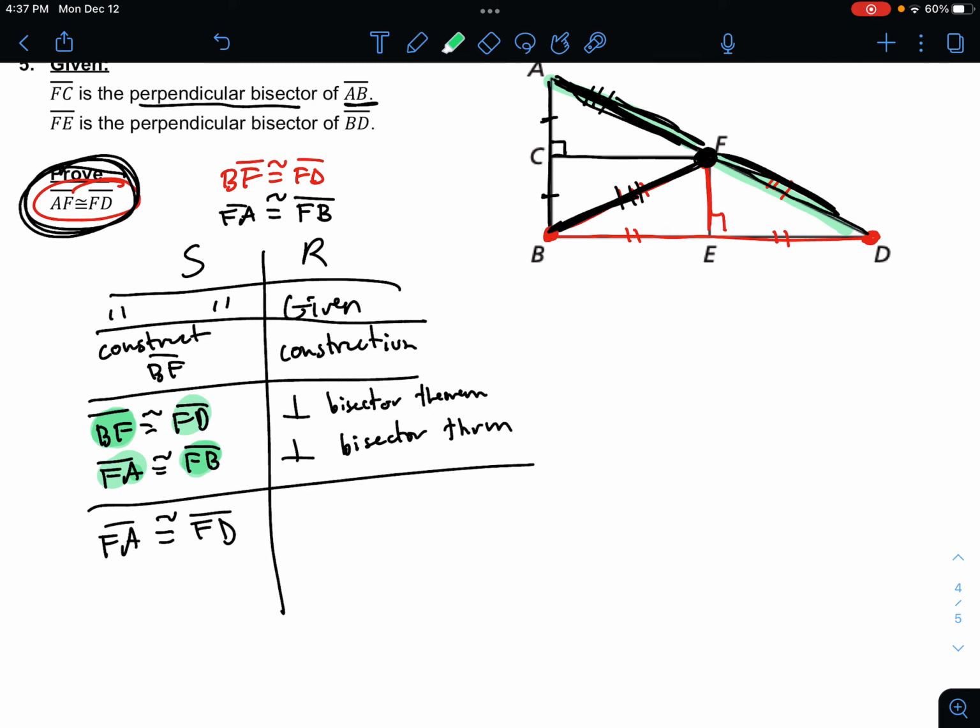Actually, it maybe is more clear if I write this one again as BF instead of FB. BF. So the transitive tells us these are all the same. We have proved what we want to prove, so we can say QED smiley face. Very good.